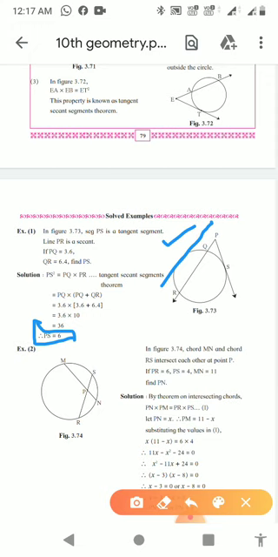Okay, now here we discussed our most important concept. Here we have to use this tangent secant segment theorem, that is PS square equal to PQ square plus PQ into PR. Okay, now we will discuss the second problem.